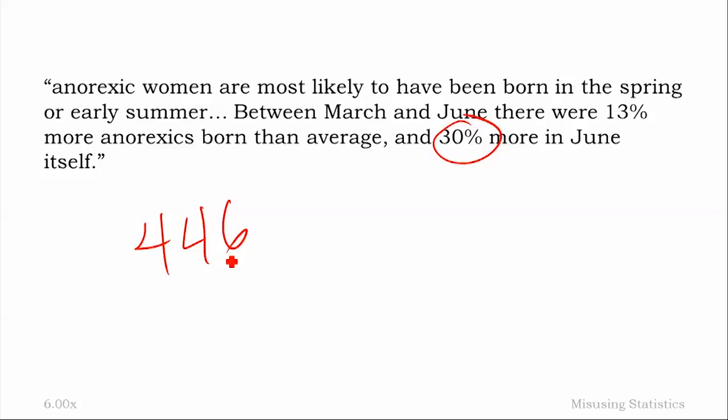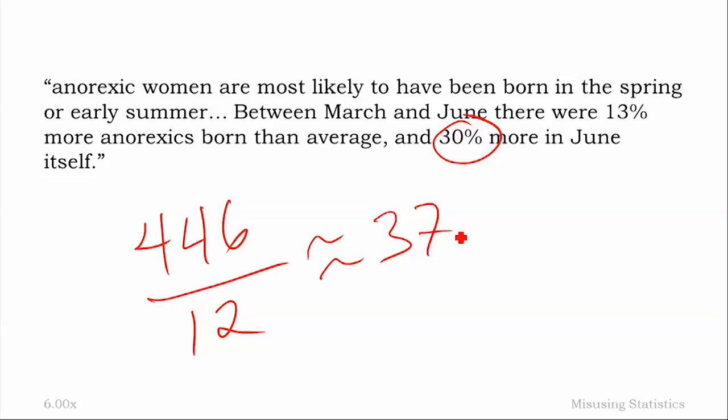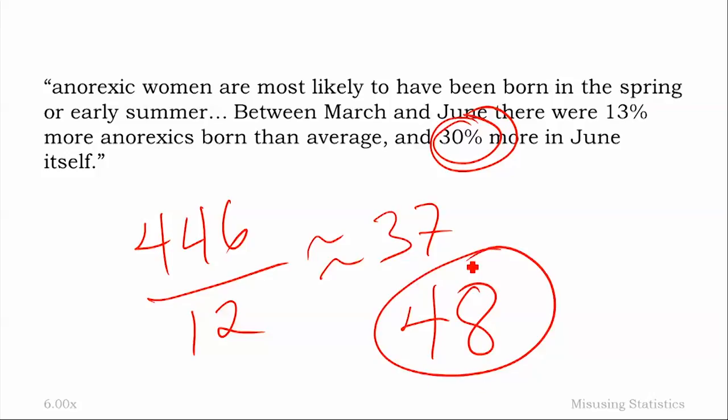If you assumed that they were evenly distributed over the year, that would tell you that the expected number per month is 446 over 12, which is approximately equal to 37. Well, if 30% more were born in June, that would tell us that they must have seen 48 of their women born in June, thereabouts. Well, let's write a small program to see how likely it is that this happened purely by chance.